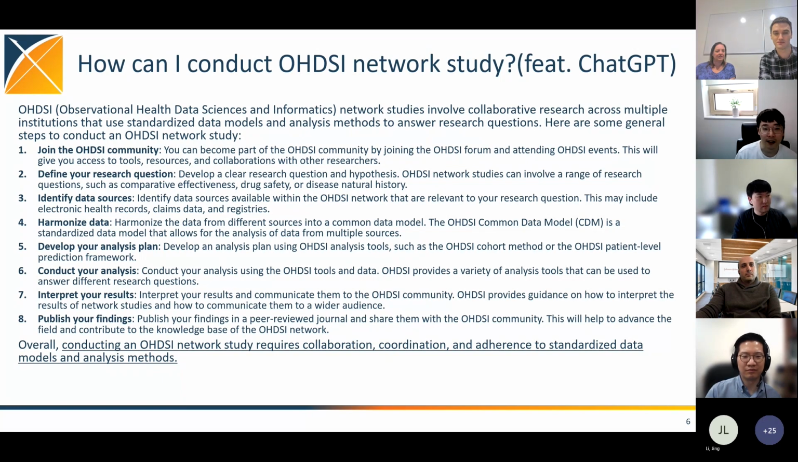You need to join the OHDSI network. You need to define your research question. You need to identify data sources. You need to harmonize data and develop your analysis plan. Then you can conduct your analysis. After conducting your analysis, we need to interpret the results, and then finally we can publish our findings. Overall, conducting an OHDSI network study requires collaboration, coordination, and adherence to standardized data models and analysis methods.